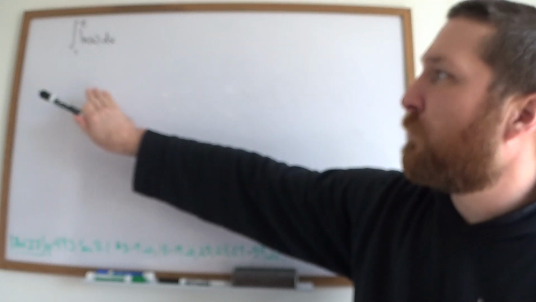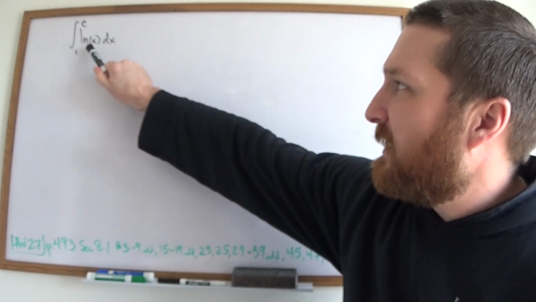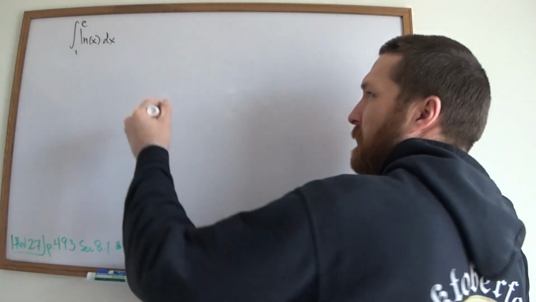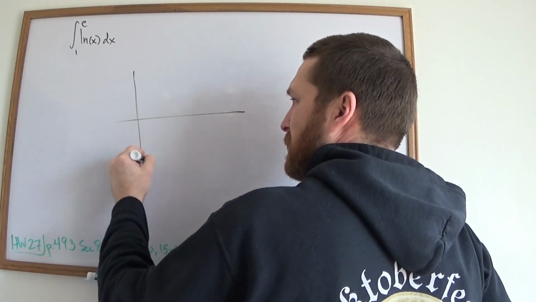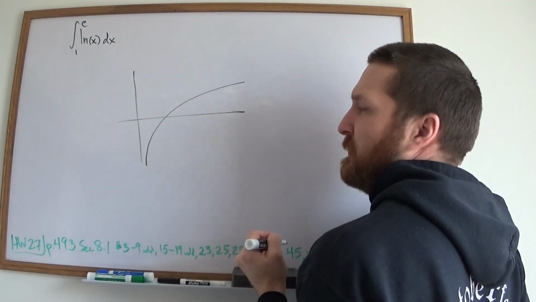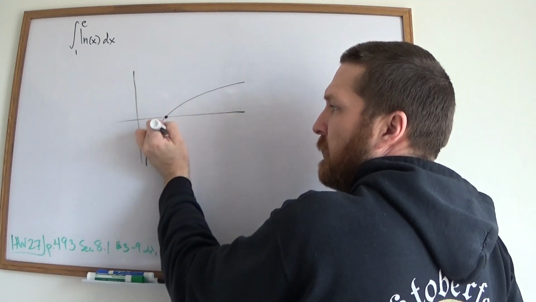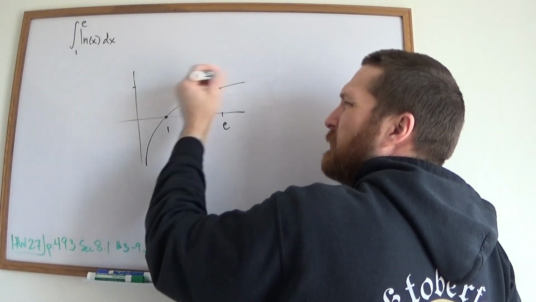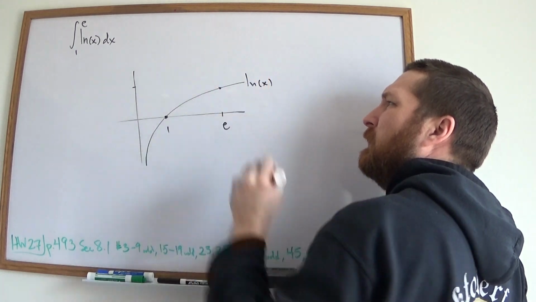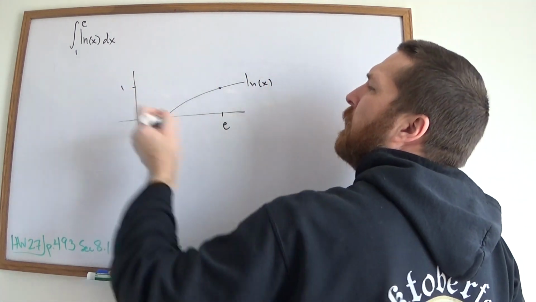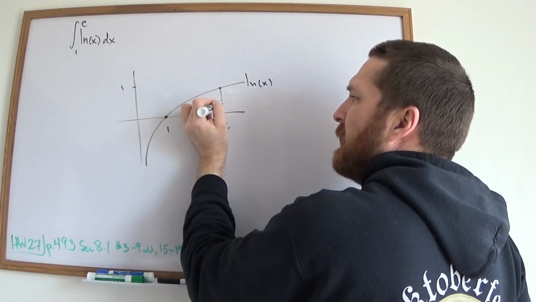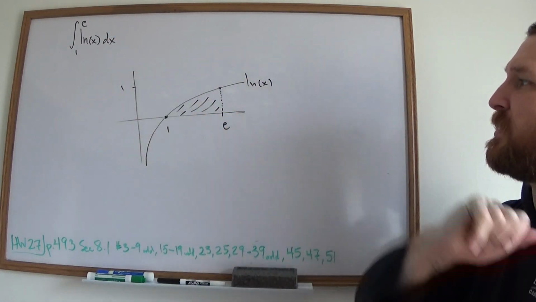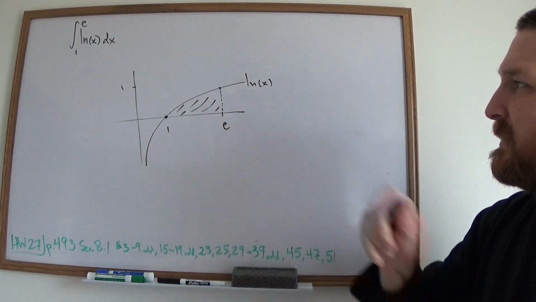Okay, let's do this one. We want the definite integral of log x from 1 up to e. So what we're trying to do here, let's just think about this. Log x looks like that, right? Natural log. And 1 is right here, and e is right there. And what's the output? What happens when you plug e into log? You get out a 1. Okay, so this is the area we want right there. That's what this represents, the area under that curve from 1 to e.